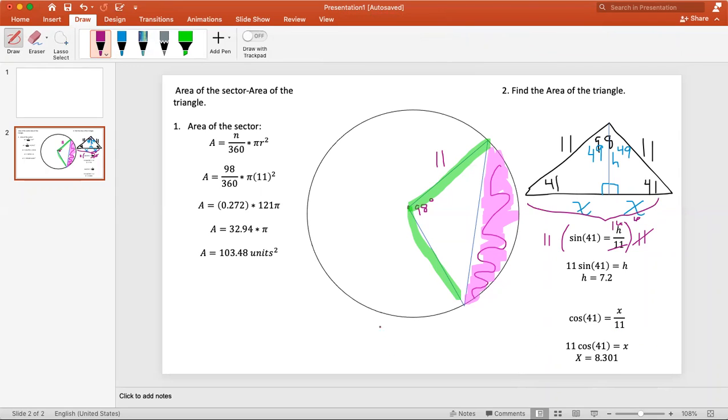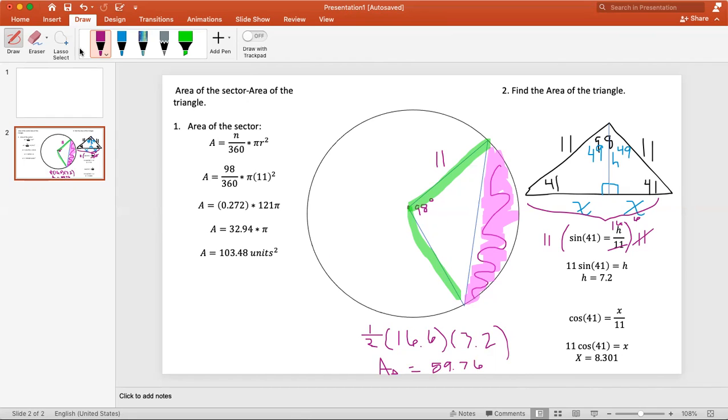And so at this point, I can find the area of the triangle by doing 1/2 times the base, which we just found was 16.6, times the height, which is 7.2. I'm going to get that the area of the triangle is 59.76.